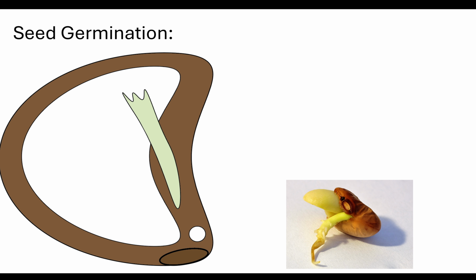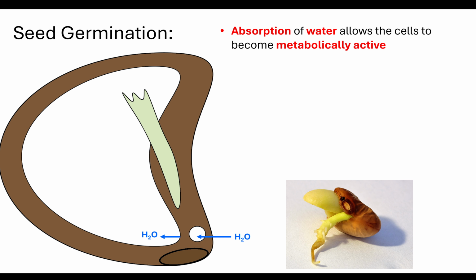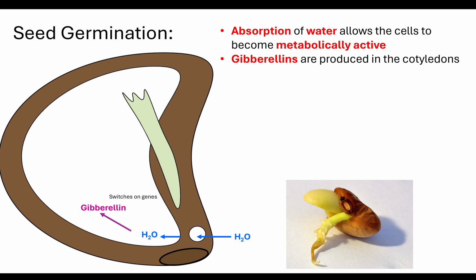Well, what causes this seed to germinate? Well, that will only happen if the seed has optimal conditions. And one of those conditions that it requires is water. If we water our seeds, what will happen is the seed will absorb water, and that will make the cells become metabolically active. What then happens is those metabolically active seeds will start to produce gibberellins.